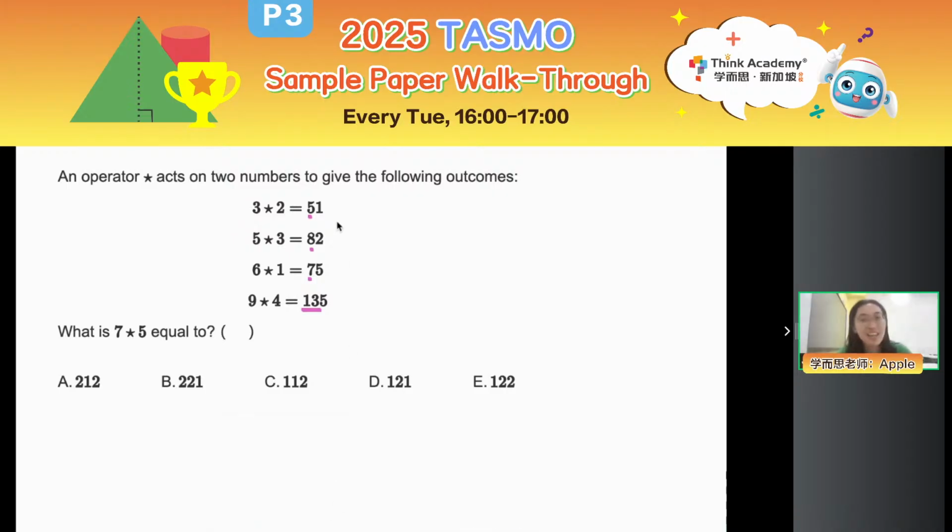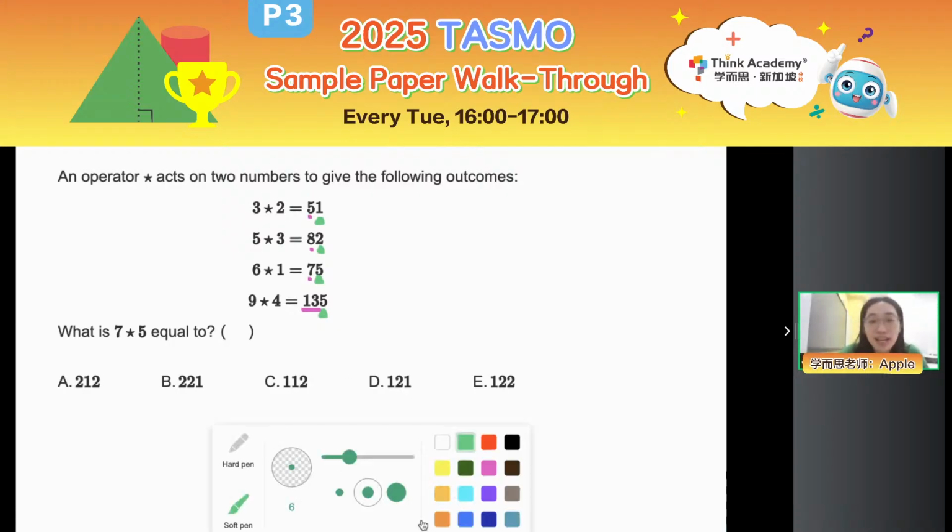Okay, and next one, you see that how can we get the last digit? That is the difference, correct? 3 minus 2, that is 1. And how can we get 2? Yes. 5 minus 3, that is 2. And how can we get 5? 6 minus 1, that is 5. And how can we get 5 here? Yes, 9 minus 4 equals to 5.